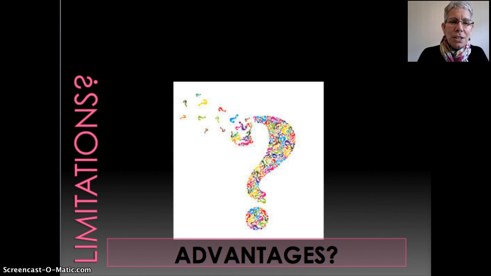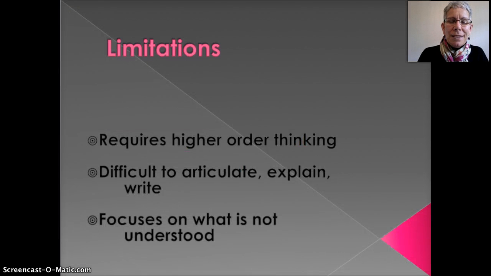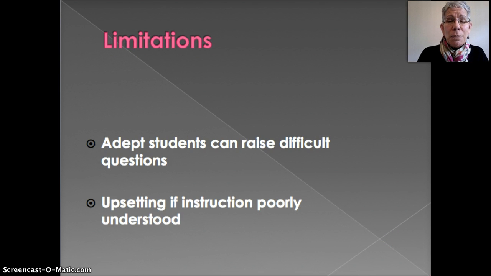There are always limitations and advantages to almost anything we do, as well as with the Muddiest Point. Some limitations are that it requires higher order thinking and can be a struggle for some students who find it difficult to articulate or explain things that they feel or don't understand. This technique also focuses on what is not understood in a course, so it looks at the negative aspect of your class or your lesson instead of the positive side. Adept students who can easily articulate how they think or what they're feeling can raise difficult questions.